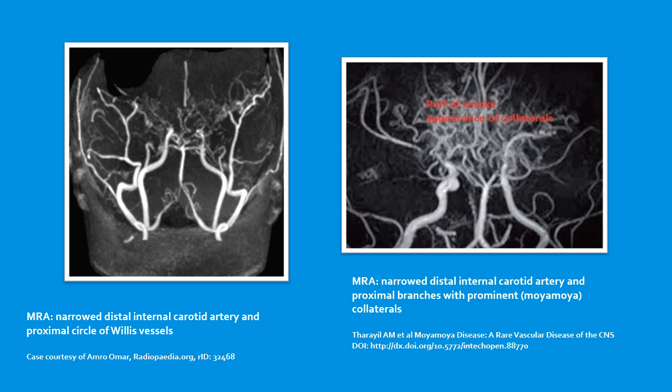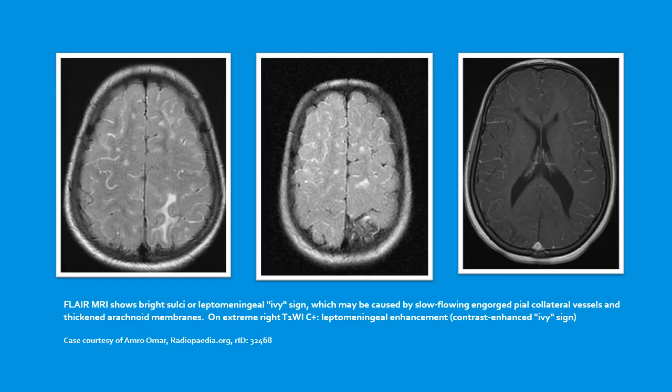Here the figure on the left shows an MRA with narrowed distal internal carotid artery and proximal circle of Willis vessels, while the figure on the right shows an MRA with narrowed proximal vessels and prominent Moyamoya collaterals. Here the figure on the left and in the middle is a FLAIR MRI which shows bright sulci or leptomeningeal IVY sign, which may be caused by slow flowing engorged pial collateral vessels and thickened arachnoid membranes. On the extreme right is a T1 weighted MRI with contrast which shows leptomeningeal enhancement or the contrast enhanced IVY sign.